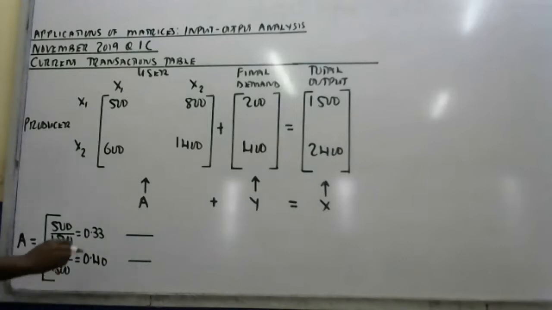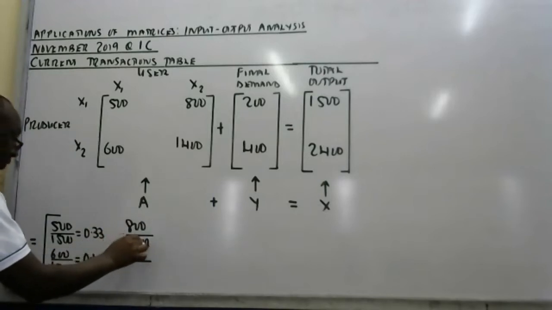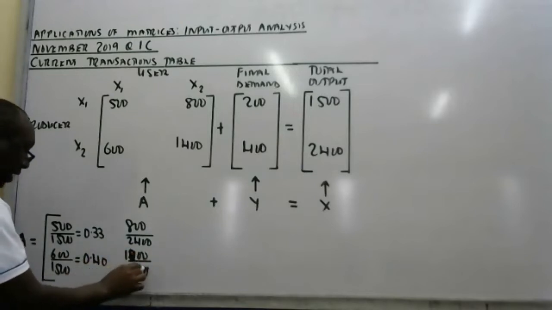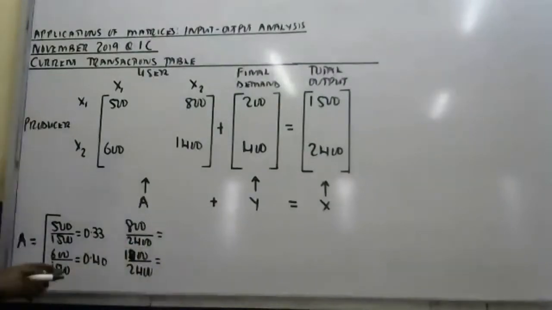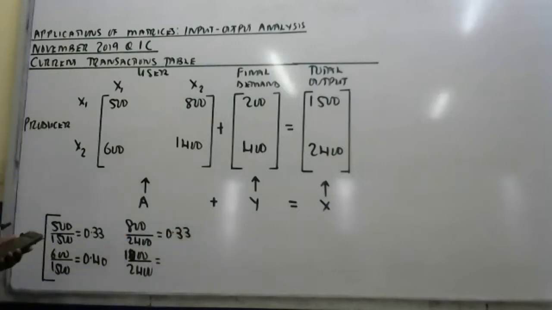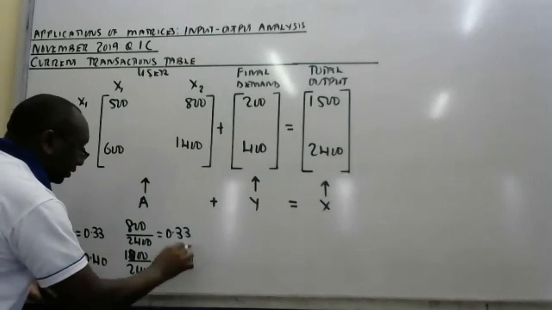Then this other one, it will be 800, you divide by 2400. Then 1400, you divide by 2400. So 800 divided by 2400 is again 0.33, and 1400 divided by 2400 is 0.58.